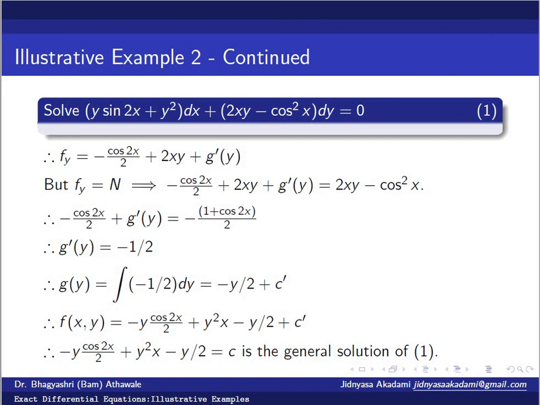Now, if I am going to use the formula that says integrate m with respect to x first, which is minus y cos 2x by 2 plus y square x. And integrate the terms in h which don't contain x. There is no term here which doesn't contain x. That means nothing is there to integrate. Then why is this term minus y by 2 here? Formula gives us answer only this, minus y cos 2x by 2 plus y square x is equal to c.